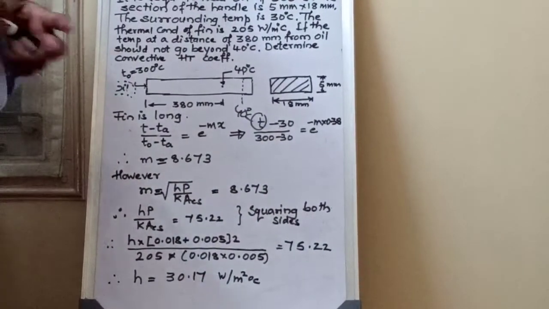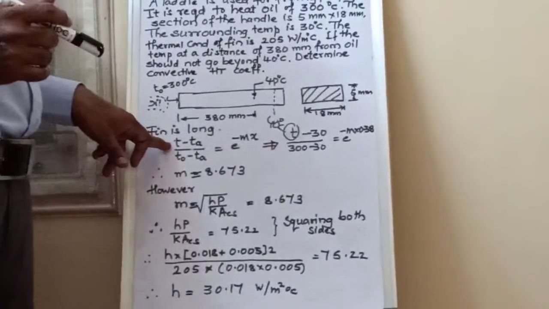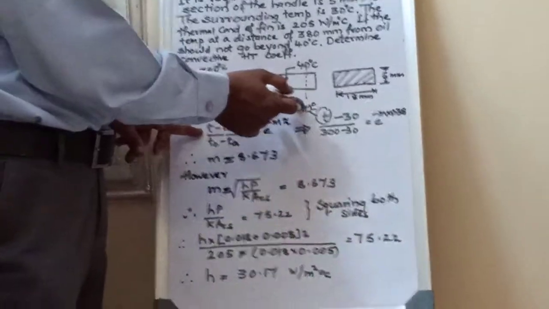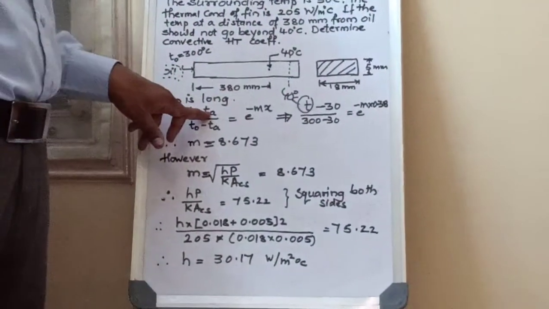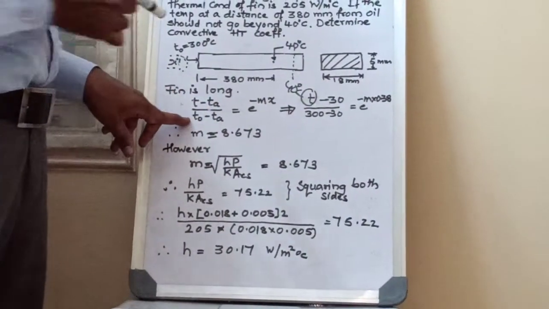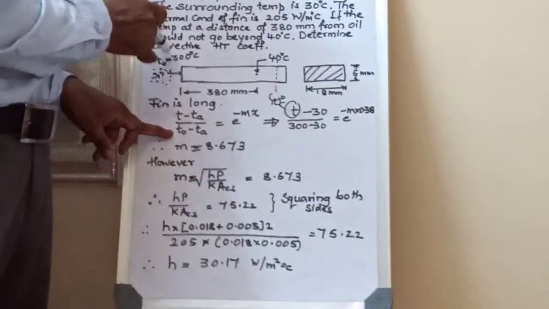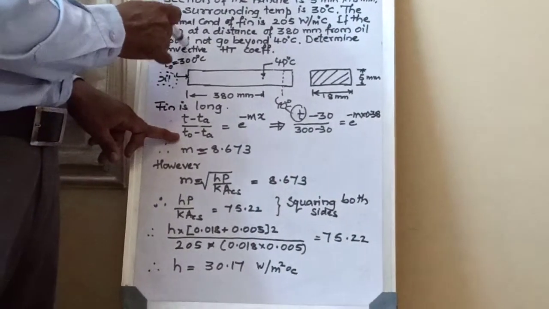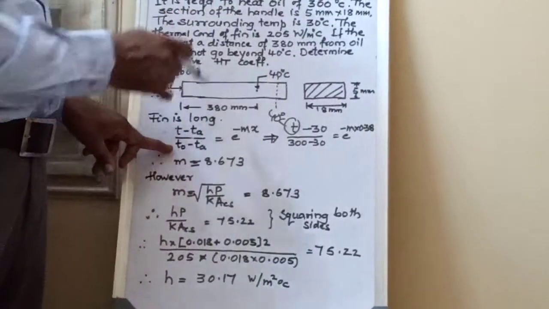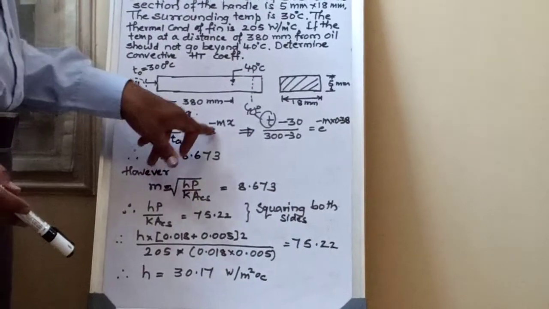T minus Ta divided by T0 minus Ta. What is T? The required temperature. The temperature should not go beyond 40 degrees, so you have to substitute 40 degrees. What is Ta? The surrounding temperature, which is given as 30 degrees. What is T0? The temperature at the one tip, the high temperature tip, which is 300 degrees centigrade. One end of the ladle is in the oil. So 300 degrees centigrade, and the surrounding air again, that is equal to e raised to minus mx.